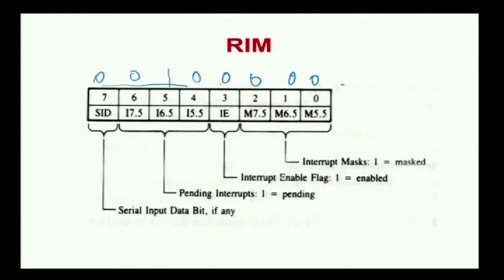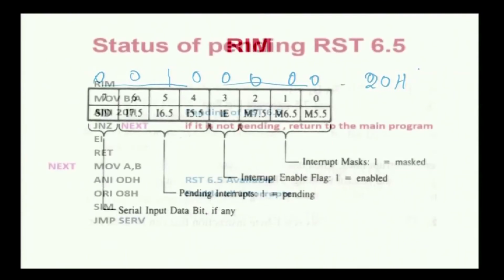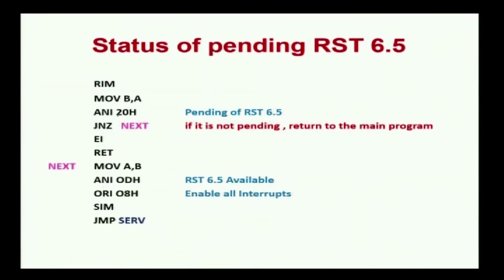Now, reading the 4 bit positions, 20H. If you want to know the pending status of 6.5, we have to write the value of 20. So, here we have written the value as 20, with the ANI operation, which means it is a logical AND operation.